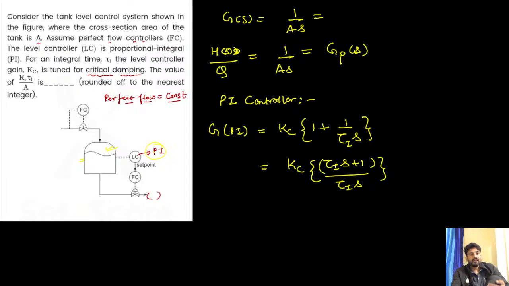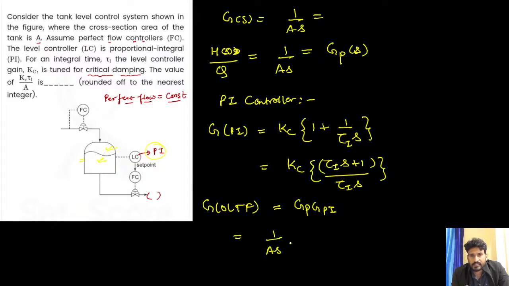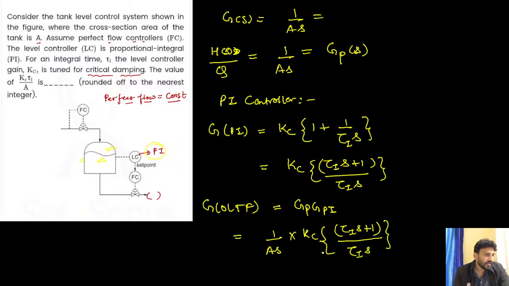And here we can see that the controller and the process, this is my process now, my controller and the process is in the open loop. There is no closed loop here. So can we write the open loop transfer function? Yes. Just multiply the transfer function Gp and G for the PI. What is the Gp? 1 divided by As, and it is my Kc into tau I s plus 1 divided by tau I s. This is my open loop transfer function. Okay. Done.